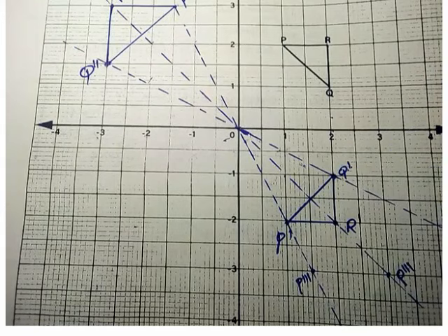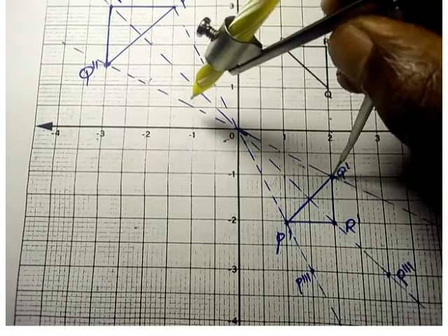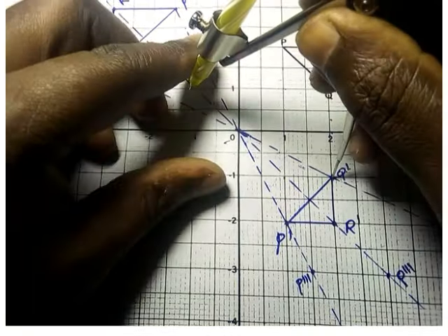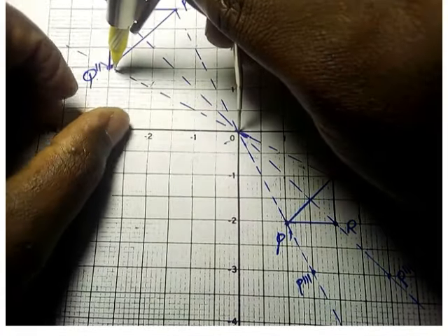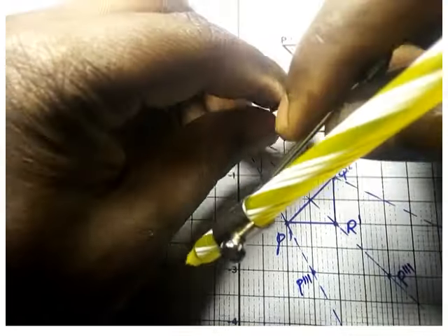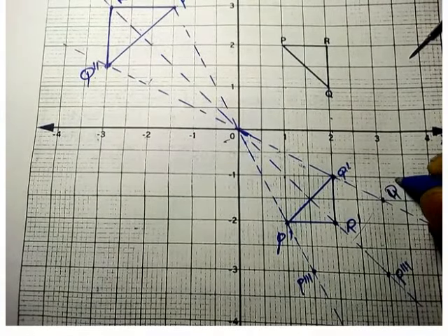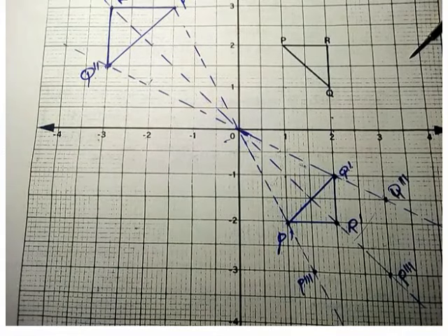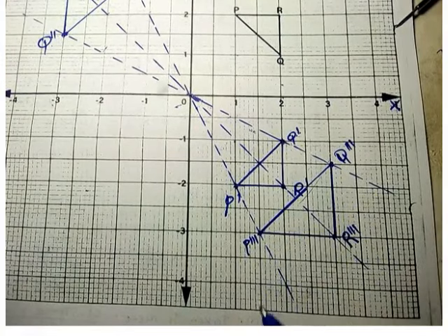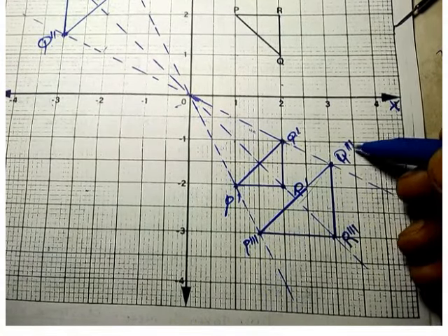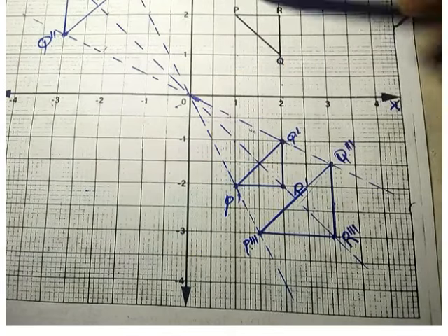Then Q prime 3, you measure the same distance from here, Q up to here. No, from here, sorry, up to this point here. It will be the same from there up to this point. So it is here. This is Q prime 3. So you join the points like I have joined. Now we will have R prime 3, Q prime 3, and P prime 3. And it has been rotated 180 degrees all this way. It is that way.